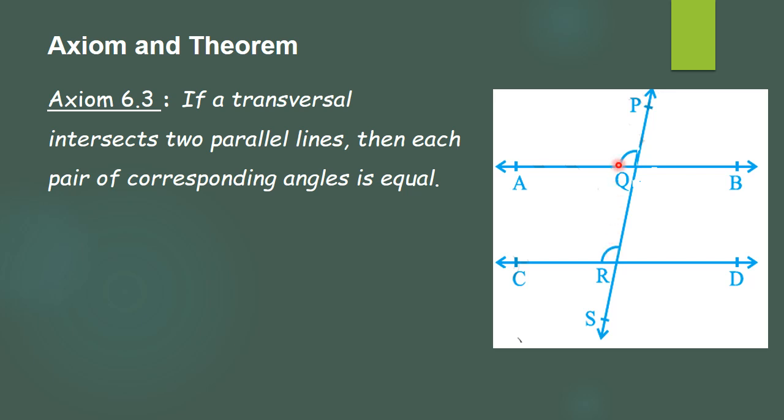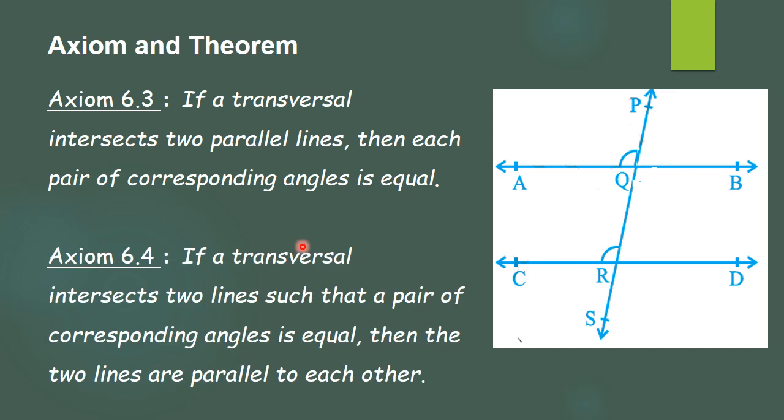Here Q will be equal to R, and on this side Q will be equal to R. Every time all pairs are equal. The next axiom: if the transversal intersects two lines such that a pair of corresponding angles are equal, then the two lines are parallel to each other. This axiom is the converse: if the corresponding angles are equal, the lines are parallel.